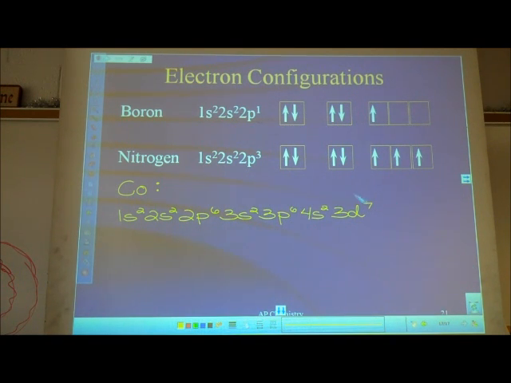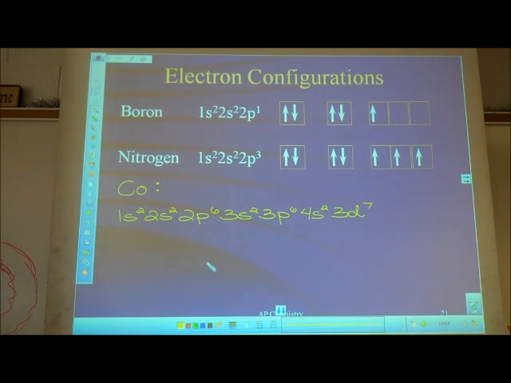Okay? Now, tell me this. If we kept going, staying on the same line, but let's say we went all the way over to element 35, bromine. How would this change? It would be 4s2, 3d10, then what? 4p5. Okay?